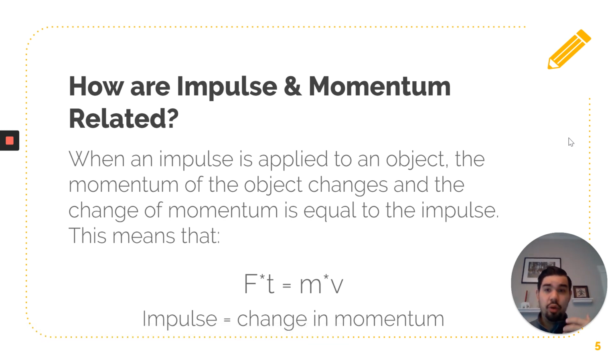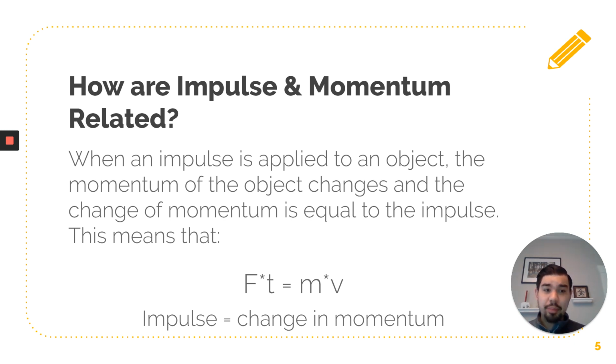Now, we want to talk about how impulse and momentum are related. When we have an impulse applied to an object, the momentum of that object changes. In some cases, the direction that the object is moving will change, just like we talked about with the baseball bat and the baseball. When you hit the baseball, the direction that the baseball is moving is now changed. It's going to move in a different direction and with different momentum.